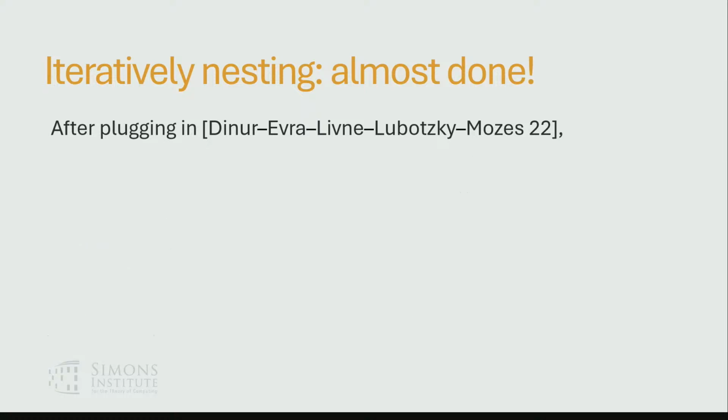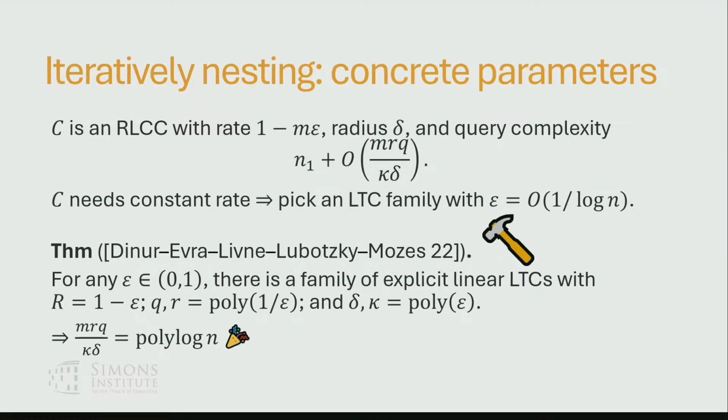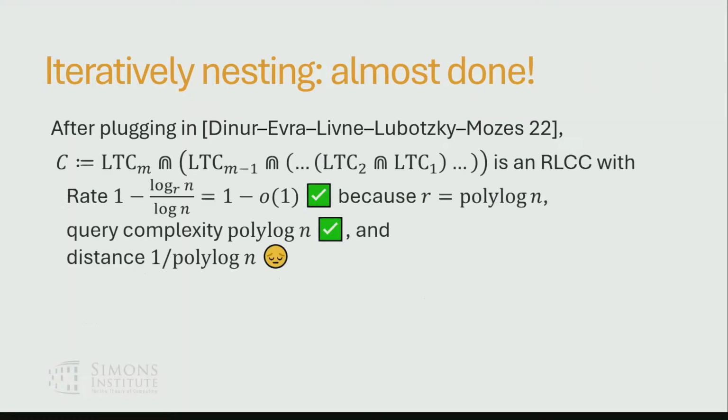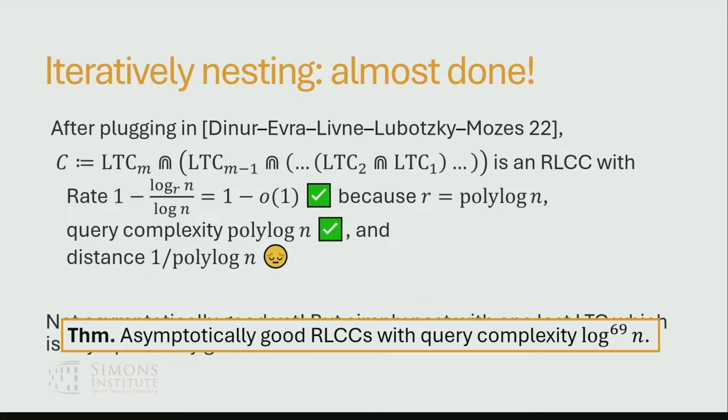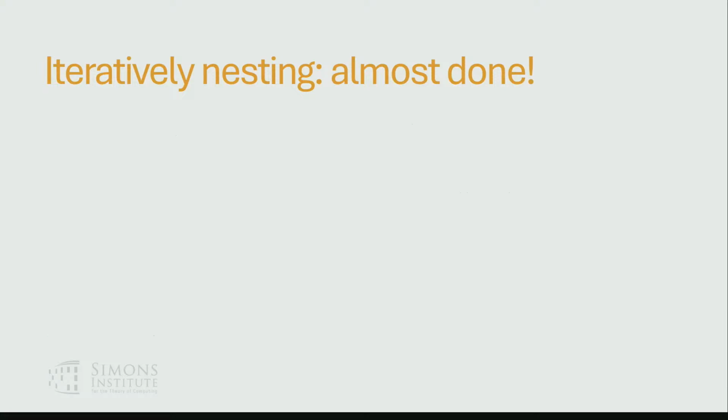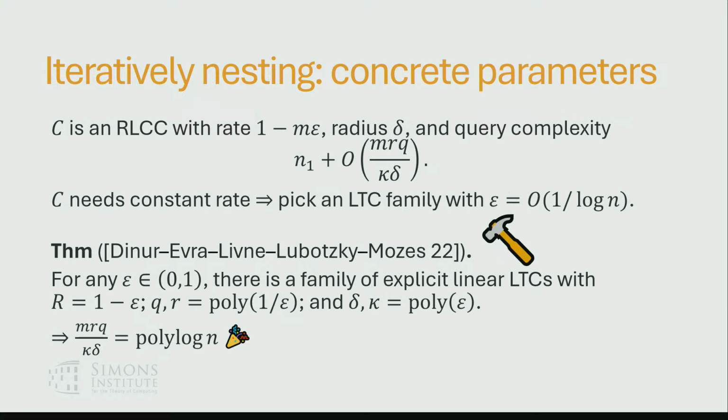If you actually look at the theorem and plug in all the exponents from the polys, then this is the query complexity you get. Any questions? 69, where did that come from? So one of them comes from m, which is the number of levels, being like log, and the other one comes from the r and the q and the kappa and the delta. I don't remember the exact numbers.